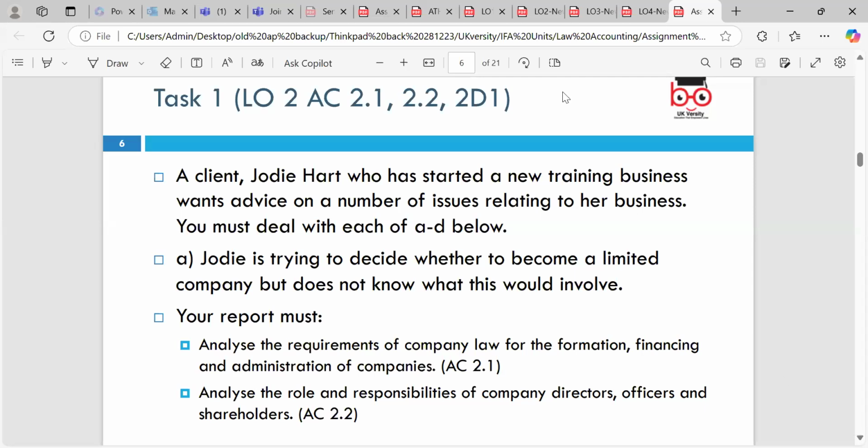So please, we are looking at LO2 in Task 1. First thing we're looking at is LO2. What does LO2 mean? Learning Outcome 2. Within that, you've been given the scenario, so you can open the Lecture 2 slides, and those are relevant for this.